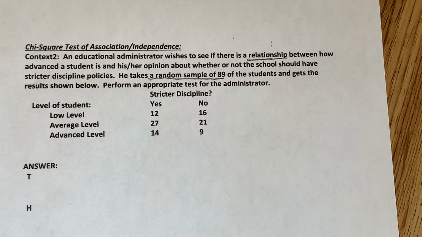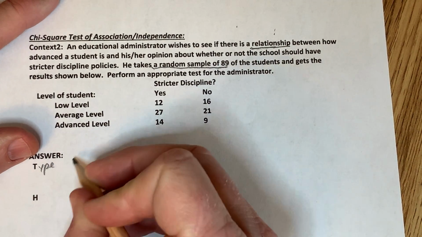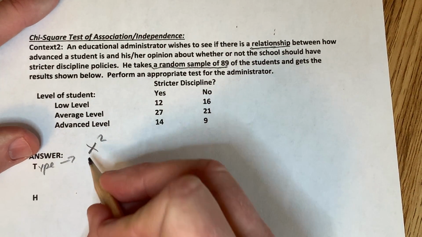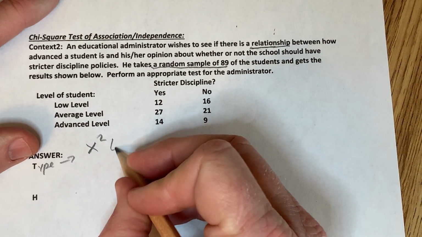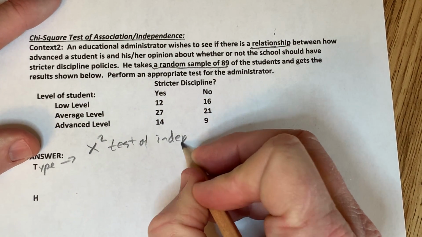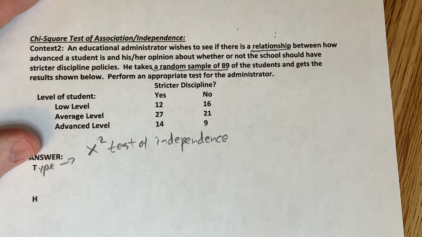But anyway, perform an appropriate test. So to test two categorical variables like this, our type of inference is going to be a chi-squared. Don't say x squared. That is a chi-squared. A chi-squared test of independence. You could just call it that, or you could call it a chi-squared test of association. So there you go.